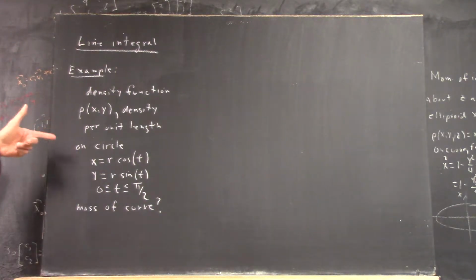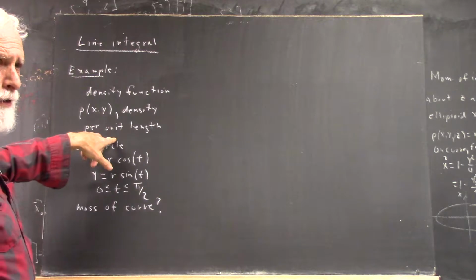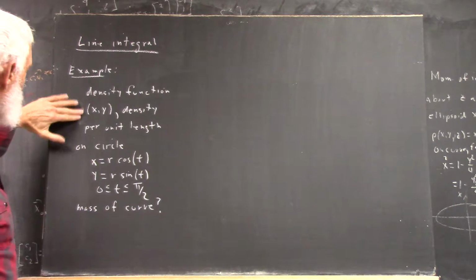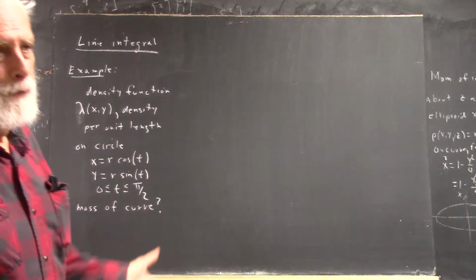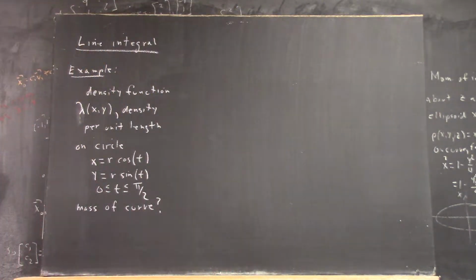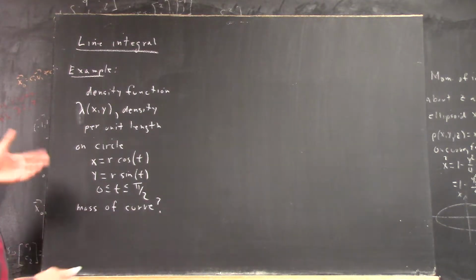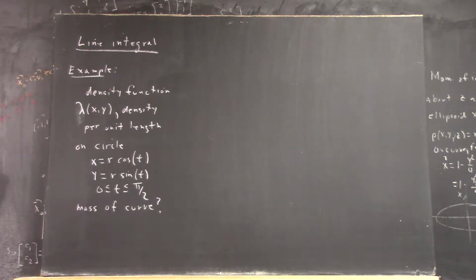Okay, so we're going to do an example of a density function. Now, usually we won't use rho for a density per unit length. Usually we'll use a lambda. Rho is usually used for volume, sigma for surface, and lambda often for linear. So it's a linear density, a density per unit length, and I'll go ahead and use lambda. Sometimes it's confusing because lambda gets used for eigenvalues and stuff like that, but that shouldn't cause any confusion here.